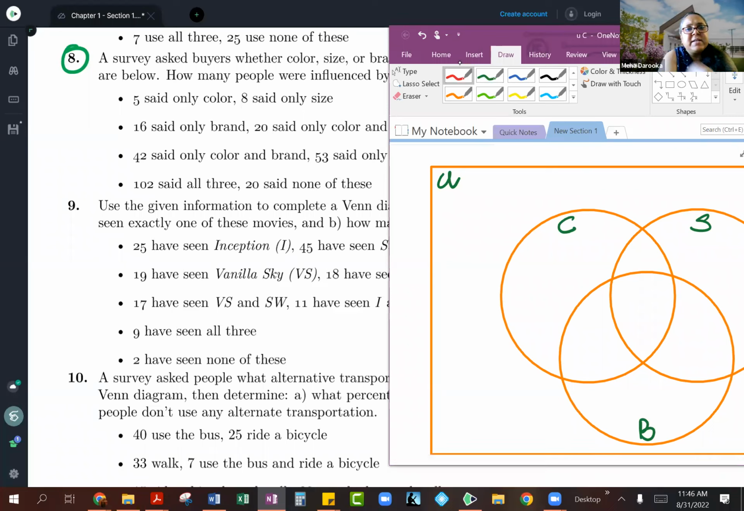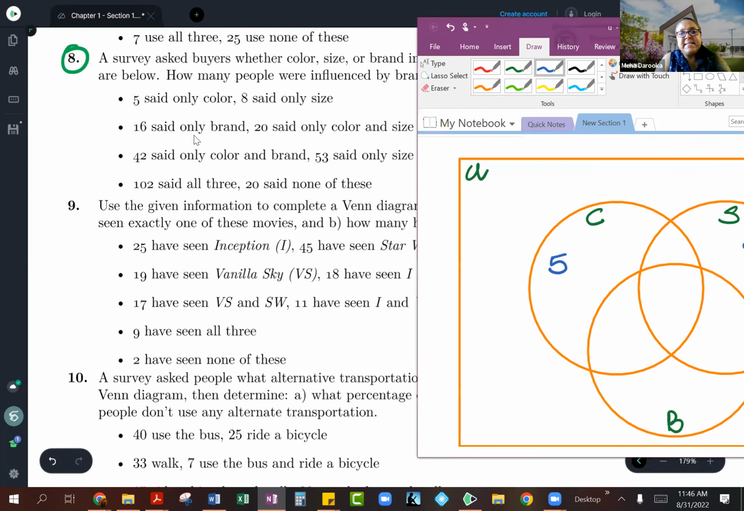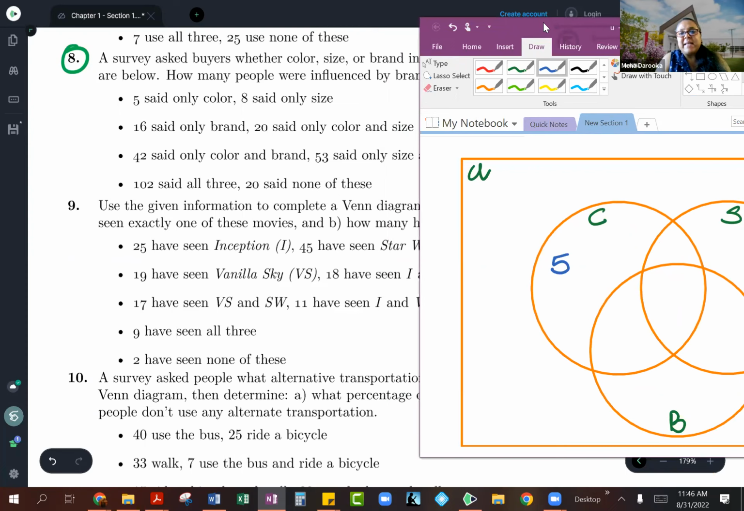And then let's say they are telling us 5 is only for color. So that number 5 will actually go in here because that's telling us it has no influence with the size or the brand of it. So same way when they tell you 8 people were influenced only by size, that number 8 will go in here. So the keyword here is actually only when they're telling you it's only color or only size. Then in the next clue, I'm going to move this a little bit to the right. It's telling us 16 said only brand, 20 said only color and size.